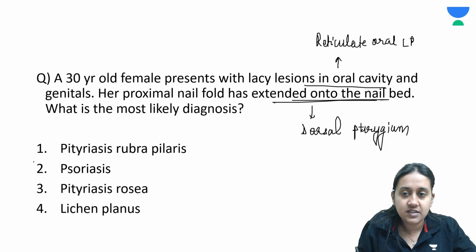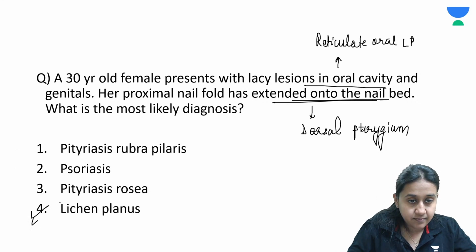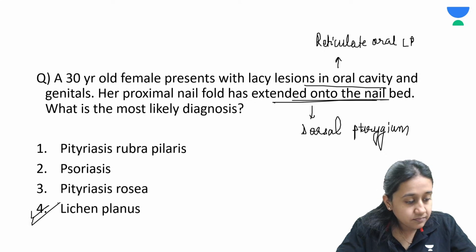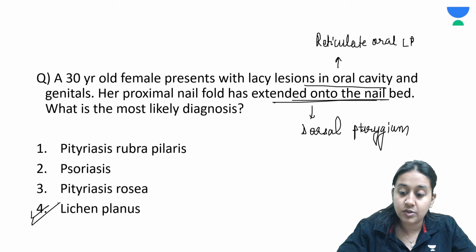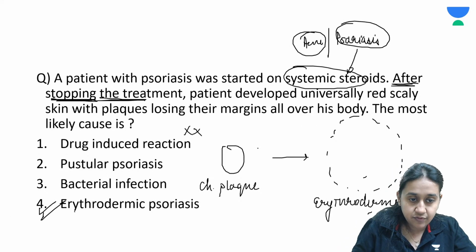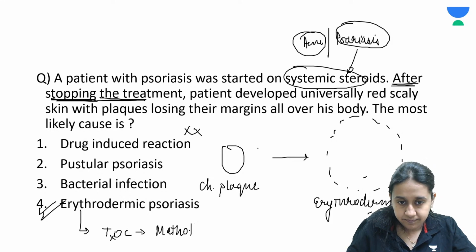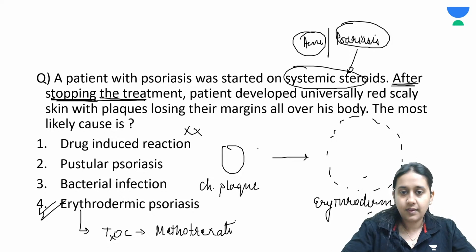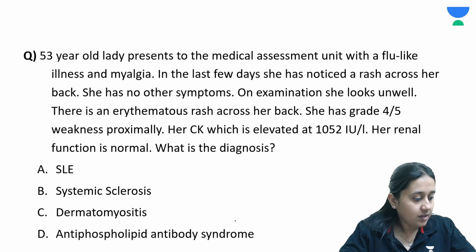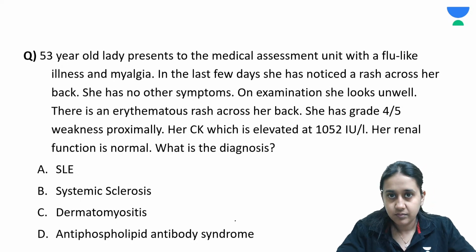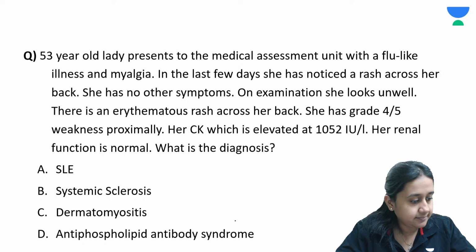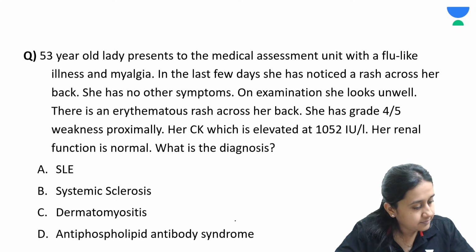Treatment of erythrodermic psoriasis is methotrexate. Here you have to give methotrexate as the treatment of choice. Next, anyone?